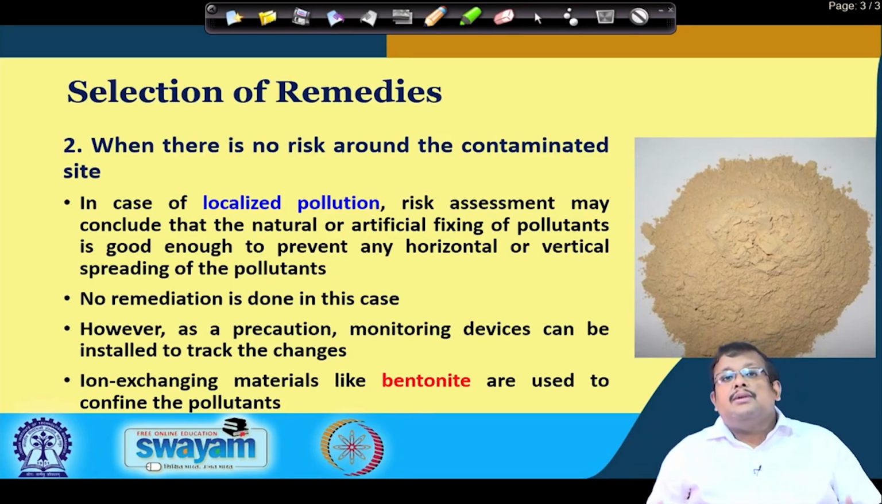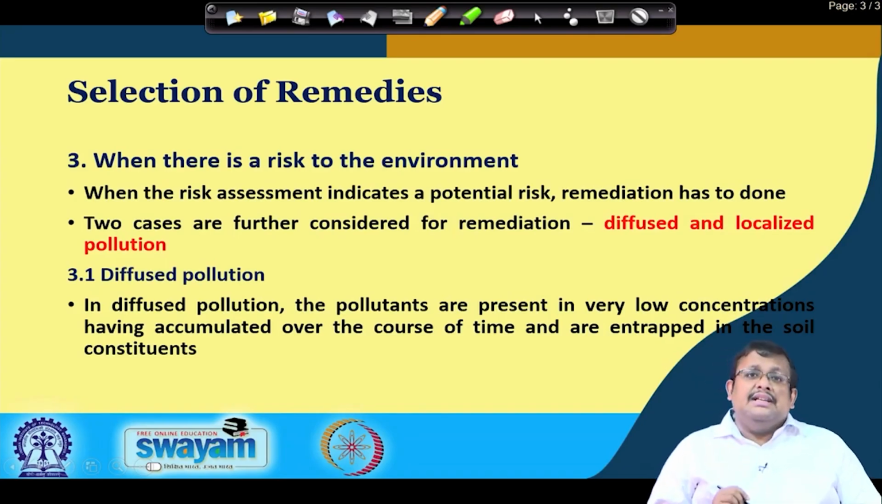Now, different types of ion exchange materials like bentonite are used to confine the pollutant. You can see here the photo of bentonite. So, basically this is an ion exchanging material, and we generally use it to confine the pollutants. Now, in the third condition, there is a risk to the environment. When the risk assessment indicates a potential risk, remediation has to be done in that case. Now, two cases are further considered for remediation. First of all, one is diffused, and the second is localized pollution.